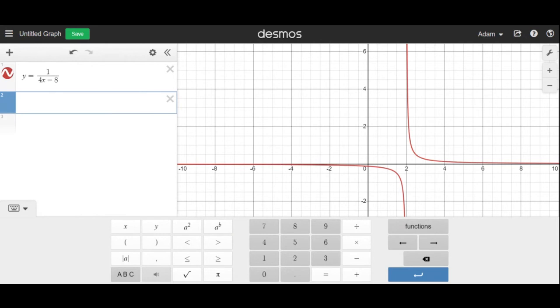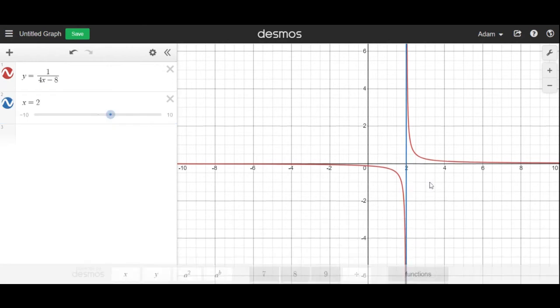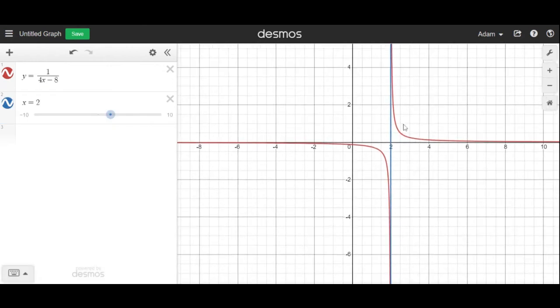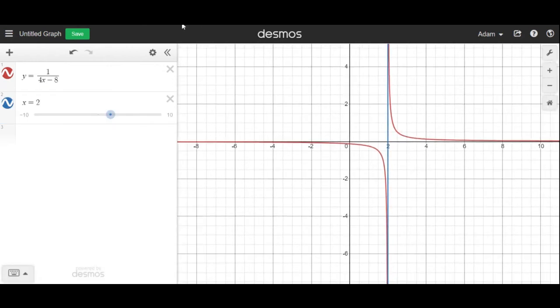On the slide, I also drew x equals 2, as you can see. And again, the graph gets closer and closer to x equals 2, that vertical line, but it never actually reaches it. No part of the graph is above or below 2. Which basically means the function is not defined at 2.